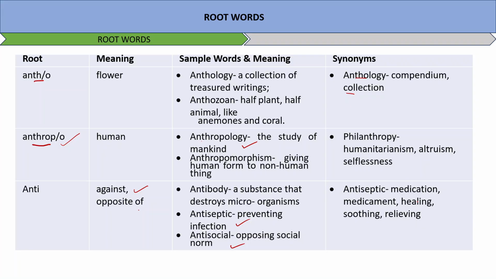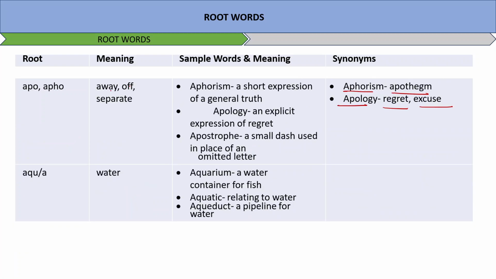Another root word is apo or apho. Apo or apho means away of, separate. Aphorism, a short expression of a general truth. Apology, an explicit expression of regret. Apostrophe, a small mark used in place of an omitted letter. Aphorism, apology, regret or excuse. So it means away of, separate, you see.